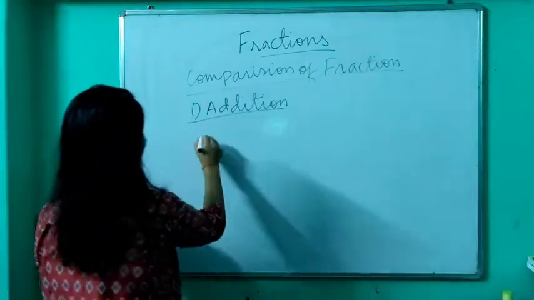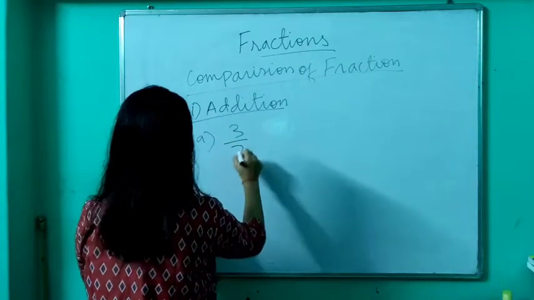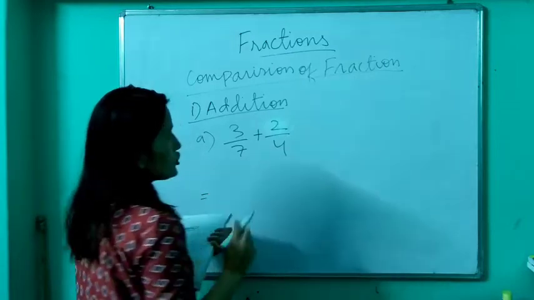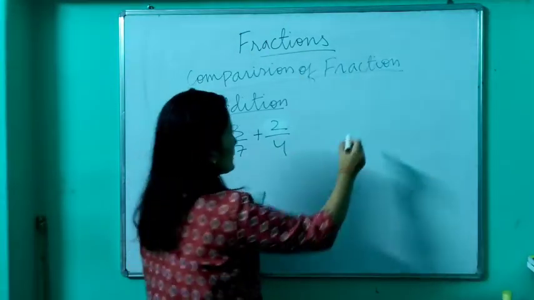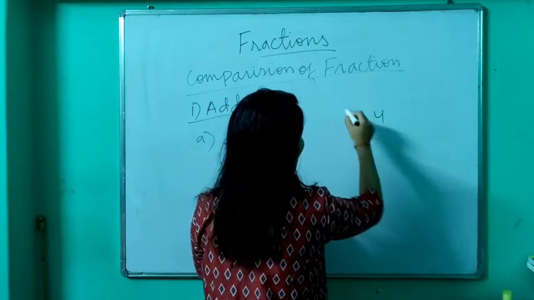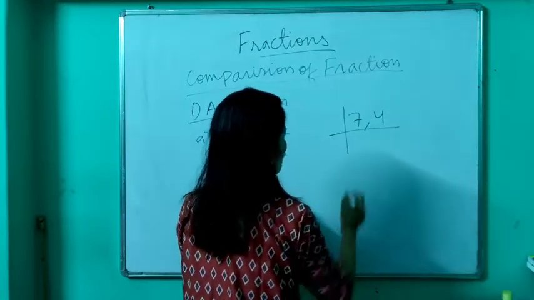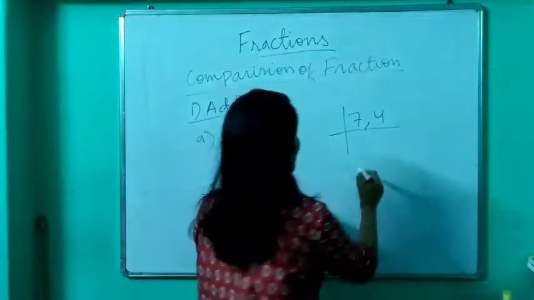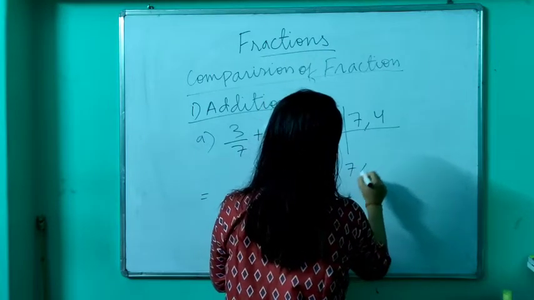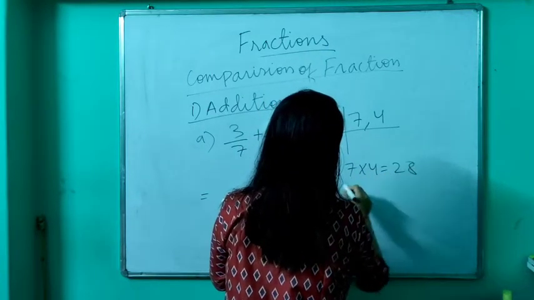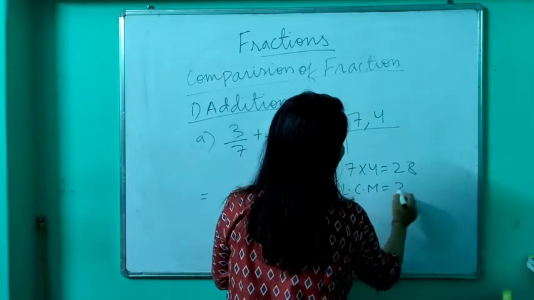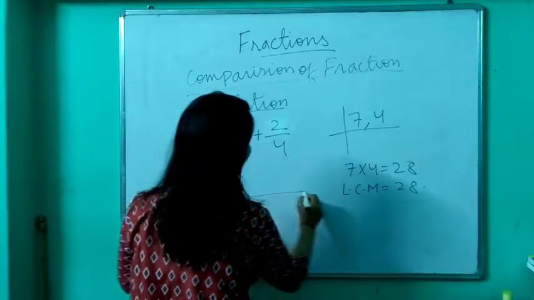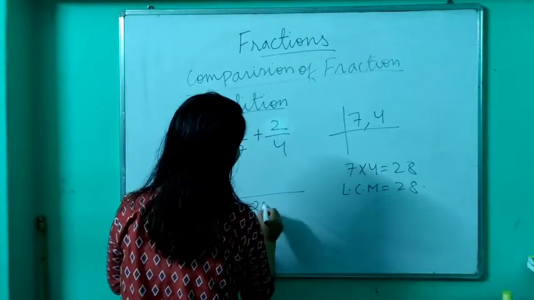Okay, so question number 1, that is 3 by 7 plus 2 by 4. So in this case also, first you will find the LCM of the denominator. So you have 7 and 4. So you will find the LCM of it. So you just have 1 as a common factor between these two. So you will simply multiply. Okay, 7 into 4 would give you 28. So LCM would be your 28. Okay. So you will write 28 in a denominator portion.